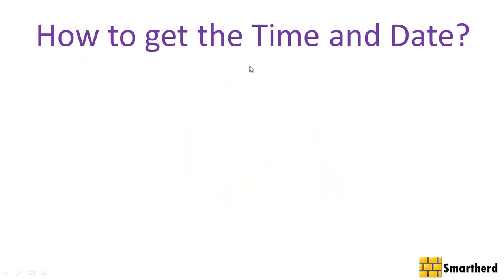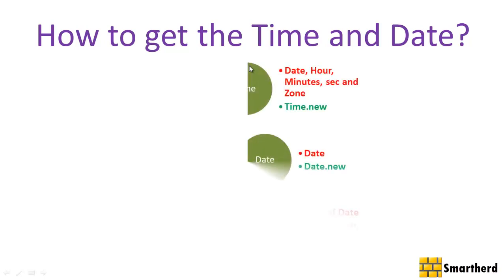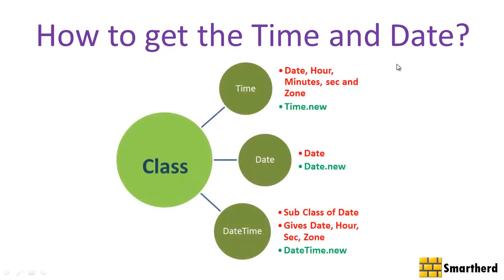Now, actually in Ruby we have classes. There are actually three classes that are going to give us the time and date. Now, the first class which I am talking about is Time itself. This Time class is going to give us date, hour, minutes, second and zone. This zone, guys, I will talk about later on, no need to worry about it. And to initialize the Time object, we just have to use the syntax class name dot new, that is Time.new.